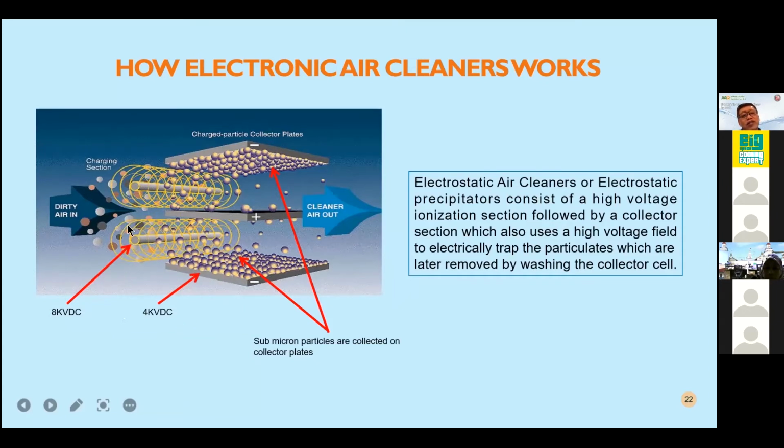This corona charge will charge whatever particulates, submicron particulates, with a positive charge, and they will be grounded on the negative plates. It works like a magnet. So you have a lot of plates here. The contaminants or particles will be grounded onto the plates, and this whole filter system can be washed and reused. Then clean air will come out from the filter.